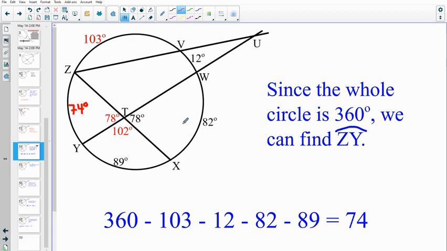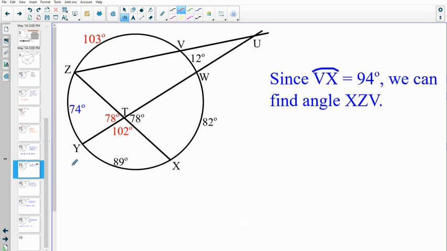And that was the one that we could have also found by using this angle on the inside and these two intercepted arcs. 78 equals 82 plus 74 divided by 2. We could have found that 74 by doing that also. And as we're doing this problem, I find more and more ways of finding different things, but I'll stick with the plan that I had coming in.